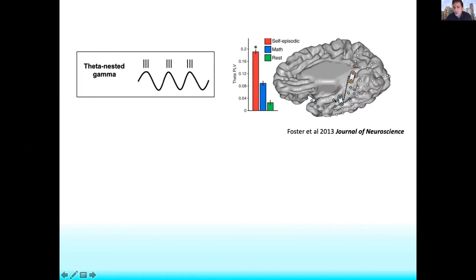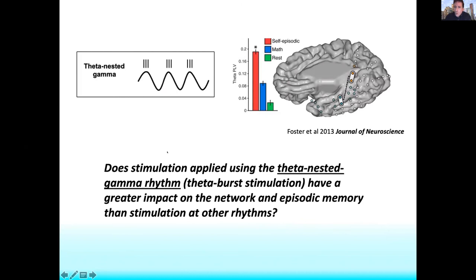And so we wanted to answer the question of whether stimulation applied using this theta-nested gamma rhythm, essentially theta burst stimulation, which I'm sure a lot of you are familiar with, would have a greater impact on the network and episodic memory than stimulation at other rhythms. And we've tested this in a variety of ways.